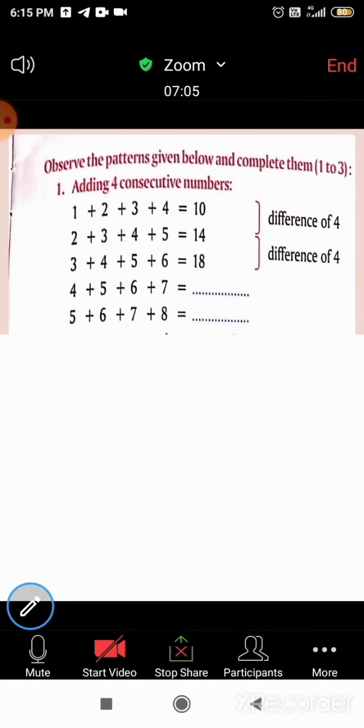Now we are going to see if we are adding any 4 consecutive numbers, then how we will be able to find out the answer. Consecutive means one after the other. It means we are not leaving any number between them. Whatever numbers we are choosing, they are in a series.